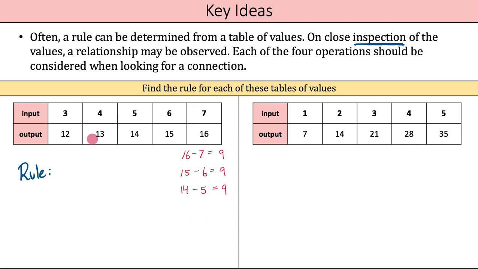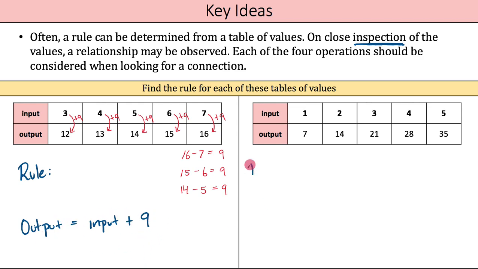So what's going on here? Well, it's quite clear that I'm plussing 9 every time. So I'm taking my input and I'm plussing 9 to it, and by plussing 9 to my input, I arrive at my output value. So let me come over here. My rule is going to be my output equals my input plus 9. And that's my answer right there.